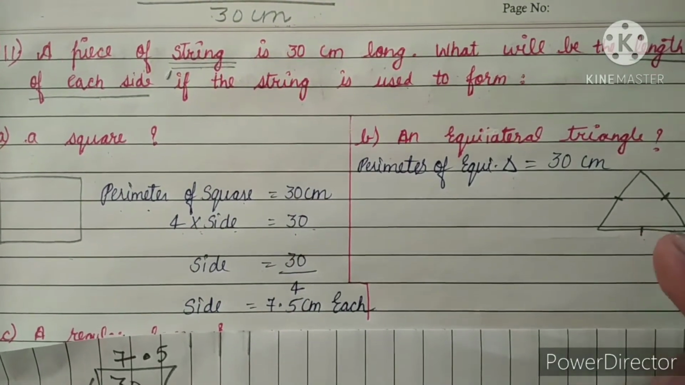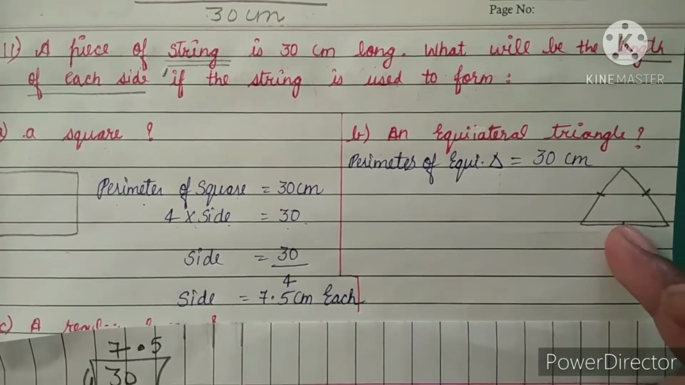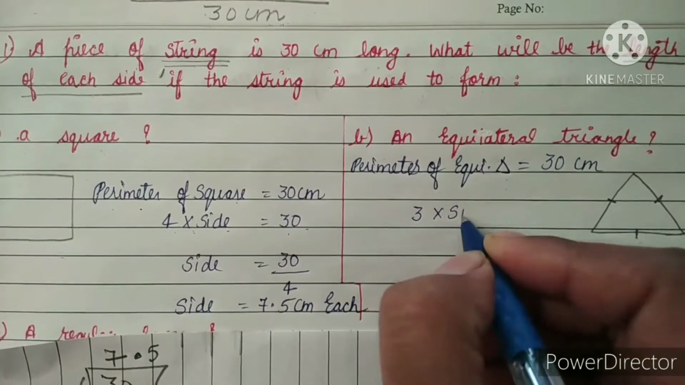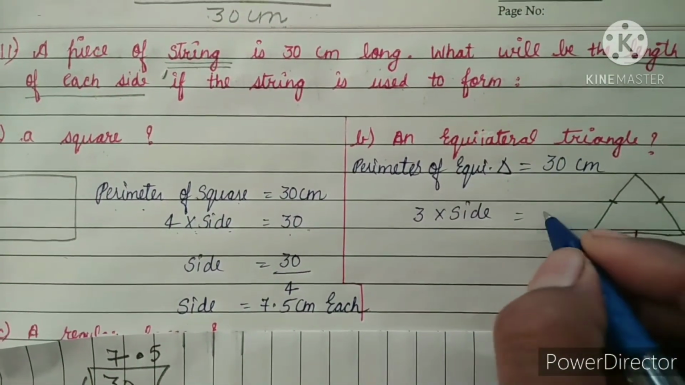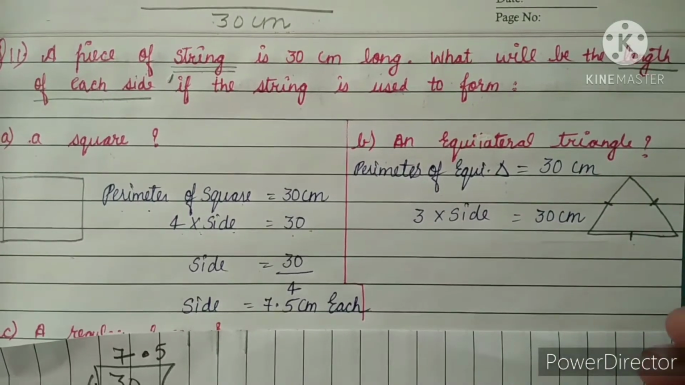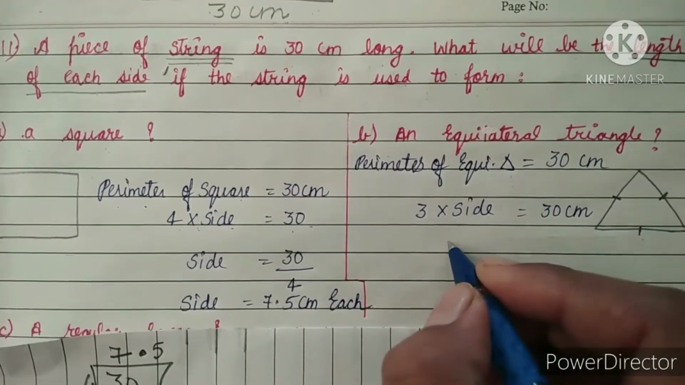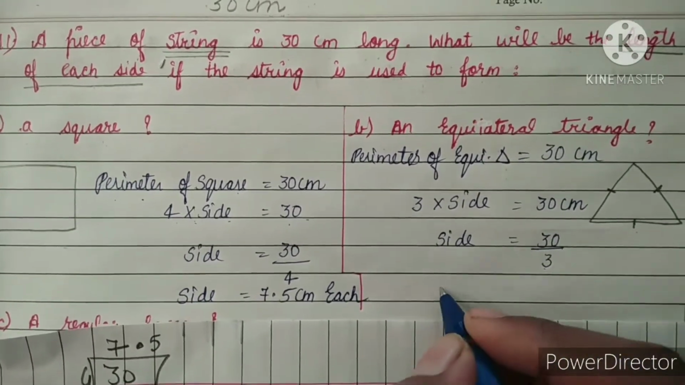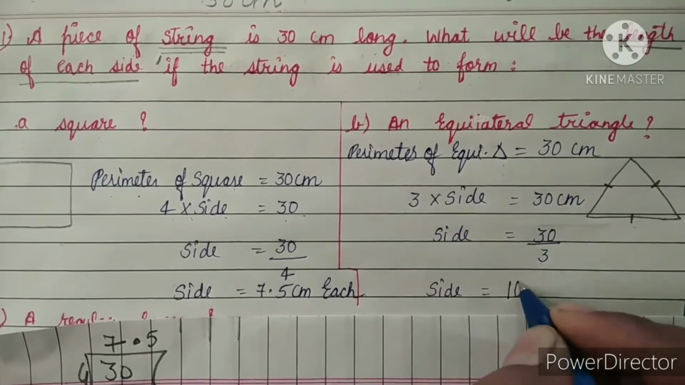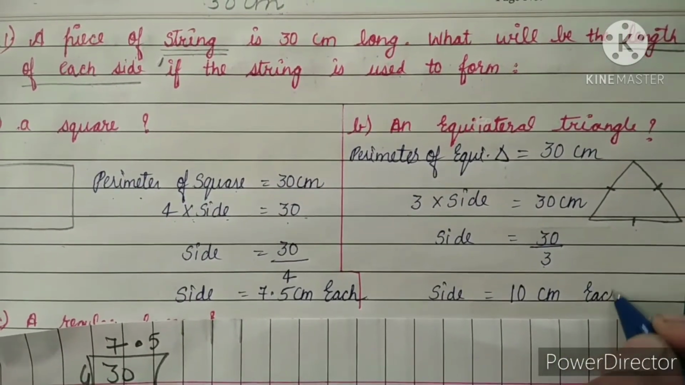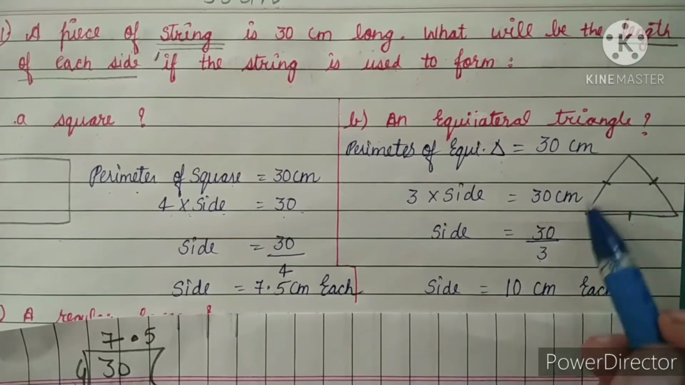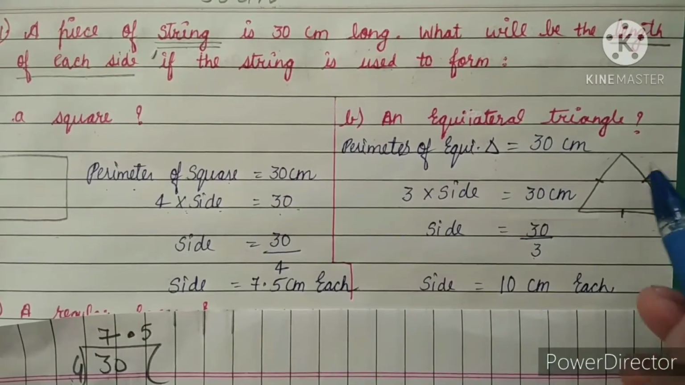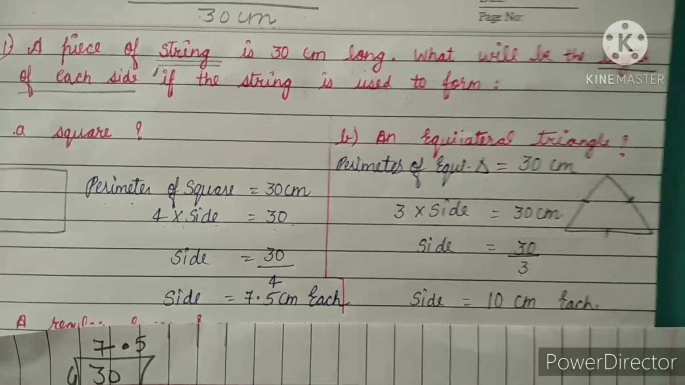I already explained that the equilateral triangle is the triangle having 3 equal sides. So perimeter of equilateral triangle is 3 into side, and on the opposite side we have 30 centimeter. Here 3 is in the multiplication, so on the opposite side it will go in the division, and when 30 is divided by 3, it will give us 10 centimeter each. It means out of 30 centimeter, 10 centimeter is here, 10 centimeter is here, and 10 centimeter is here, and you can see all are equal to each other.